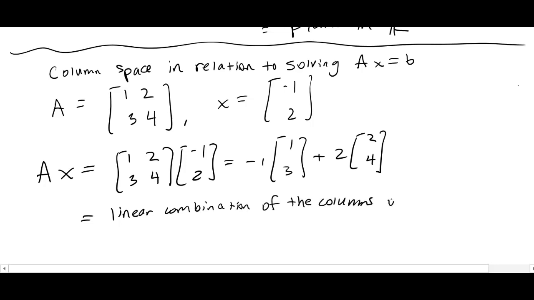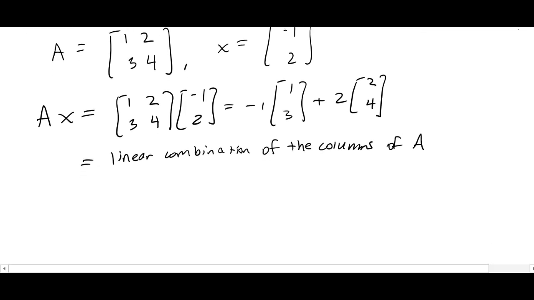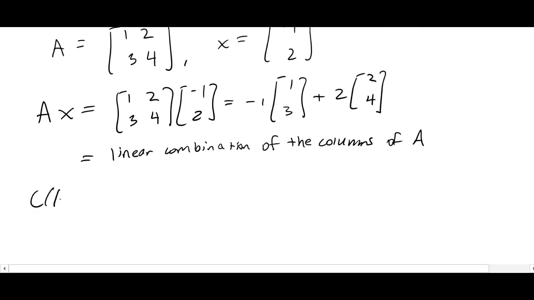So there's another way you can think about the column space. The column space of A, which is the set of all linear combinations of the columns of A, is just the set of A times x, where x is a vector in R2, because any linear combination of columns of A is just represented as A times x.